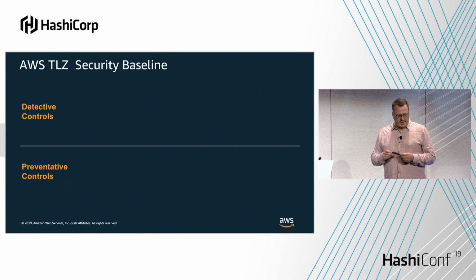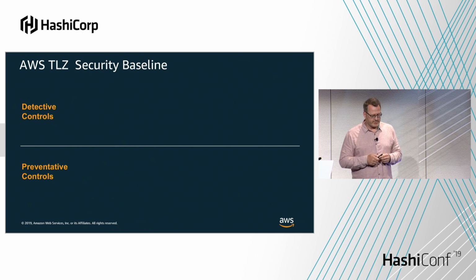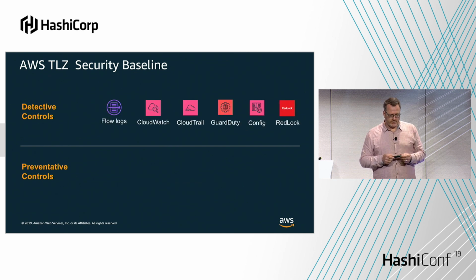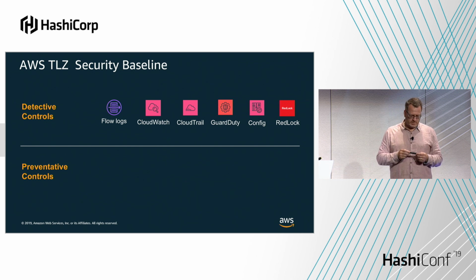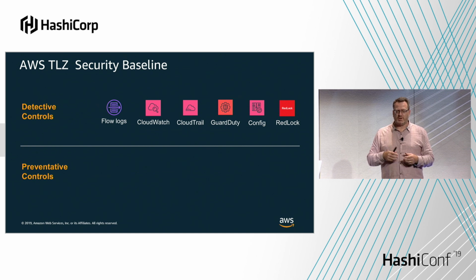So the big thing on here is around what's the security baseline that we do. If you break down security, it's really broken into a couple different things: detective controls and preventative controls. If we look at the detective controls, what do we configure right away? What have we already built into the system? VPC flow logs are turned on right away. CloudWatch is turned on. CloudTrail is turned on at the organization.